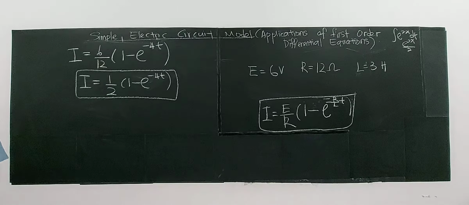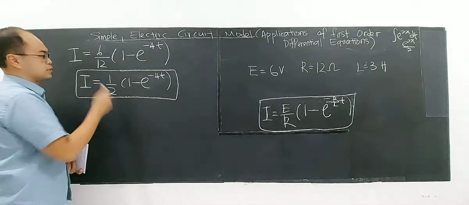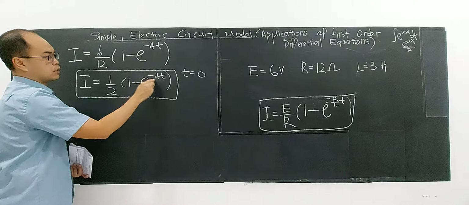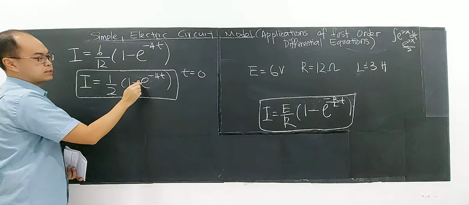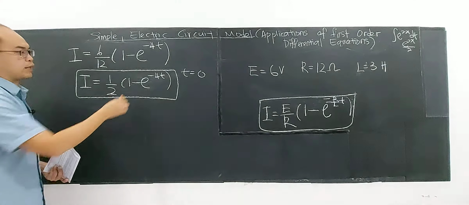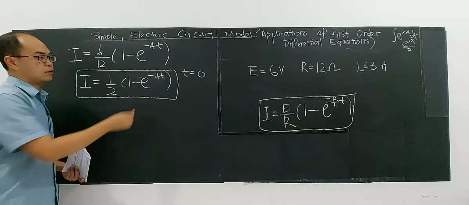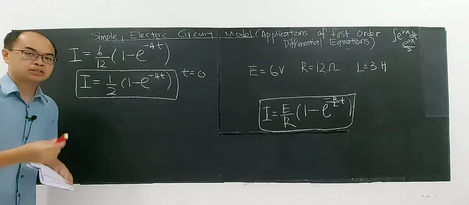The question is asking what happens to the current after a long period of time. The current will change. When t is 0, e to the power 0 is 1, so 1 minus 1 is 0, then the current is 0. When t is 1, there is a current. When t is 2, there is a current. When t is 3, there is a different current, which means the current is changing.